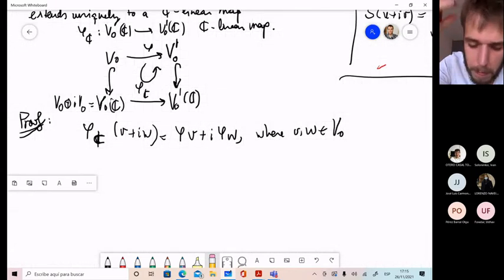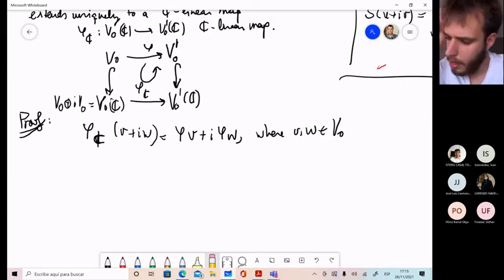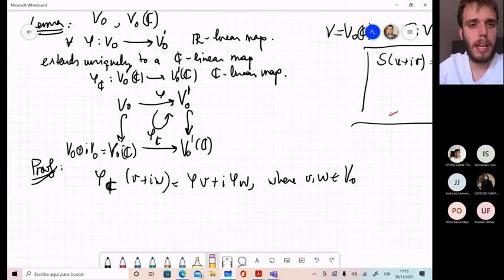When you take an arbitrary complex vector space, there is not a canonical complex conjugation, let's say. Okay, but I will continue with this. So I was trying to prove this lemma.